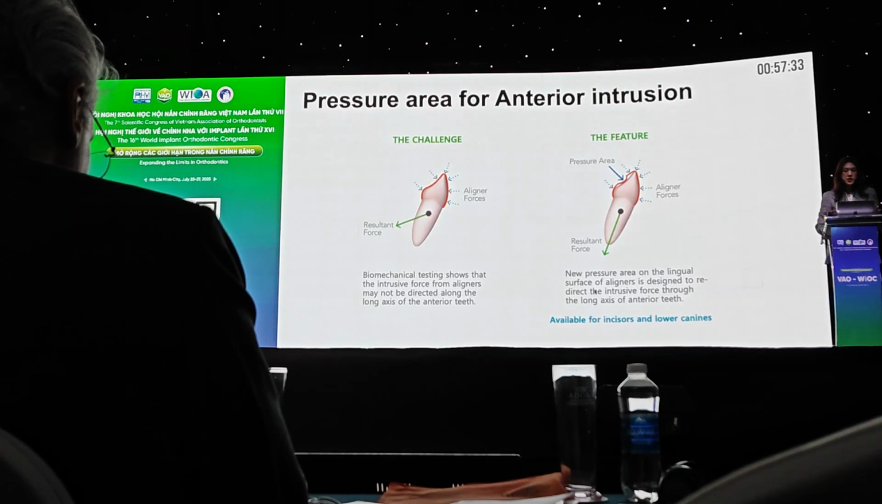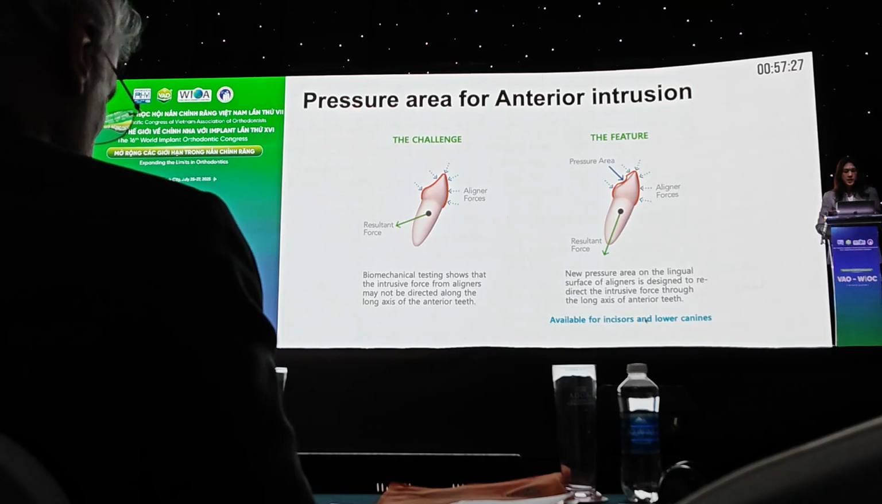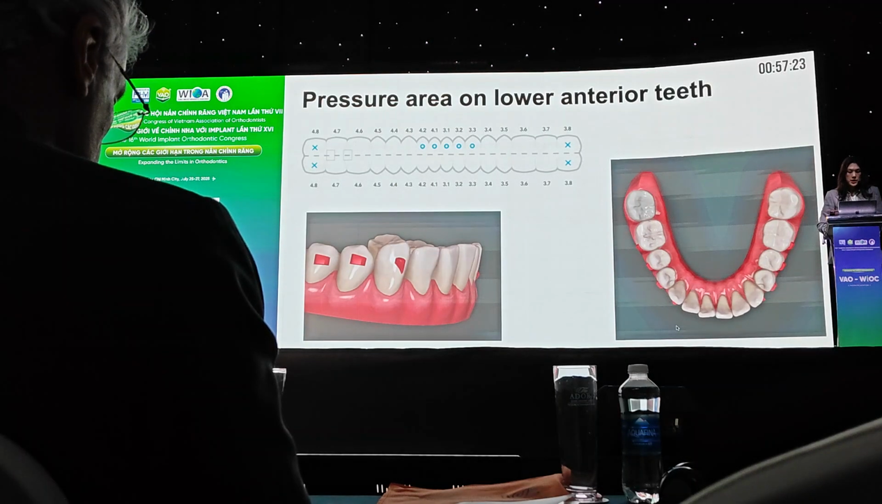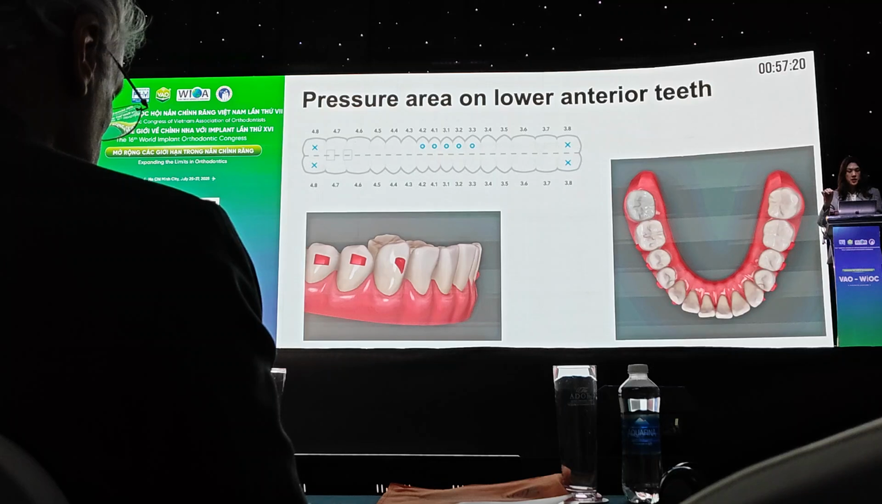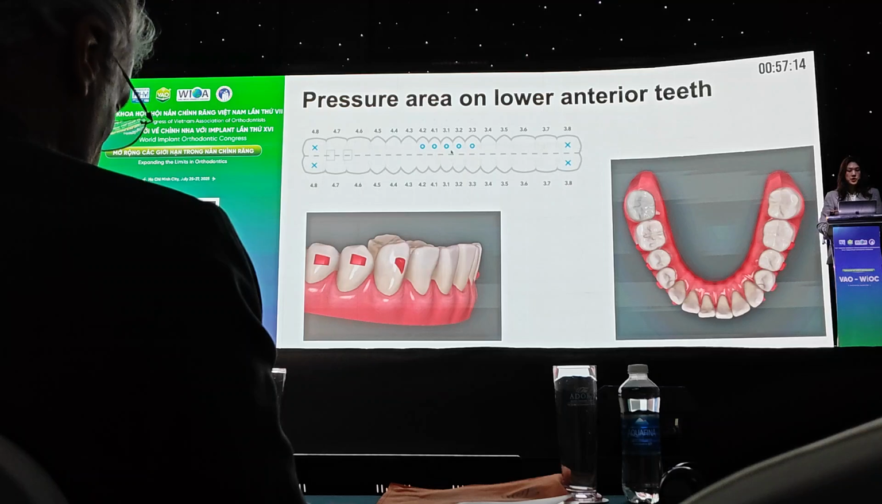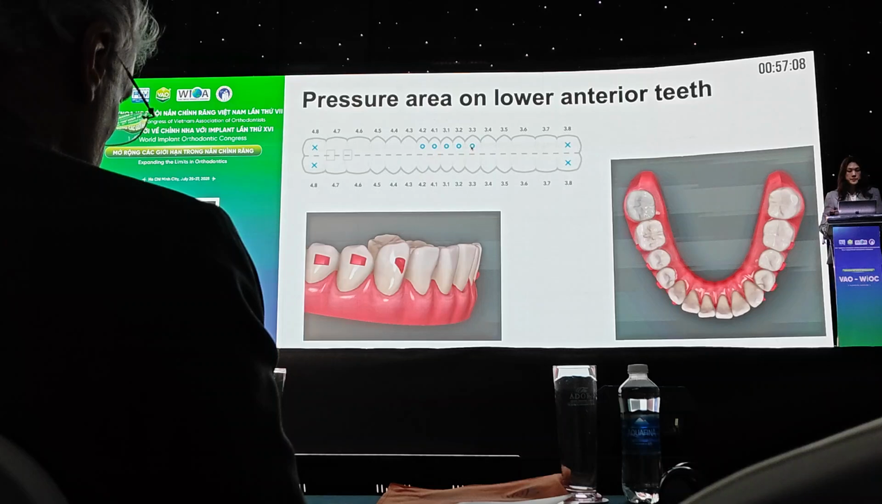And this feature is available for lower incisors and upper lower incisors and lower canines. You can't really see those pressure areas on the lingual of the incisors. You can only see on the prescription sheet like this. It's indicated here that the pressure areas have been applied.